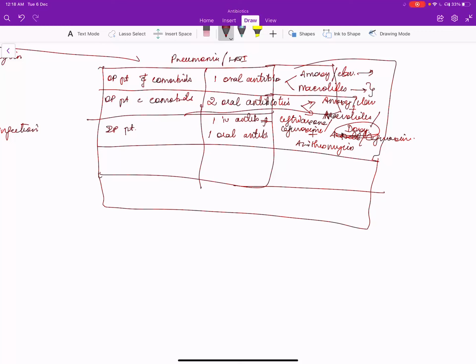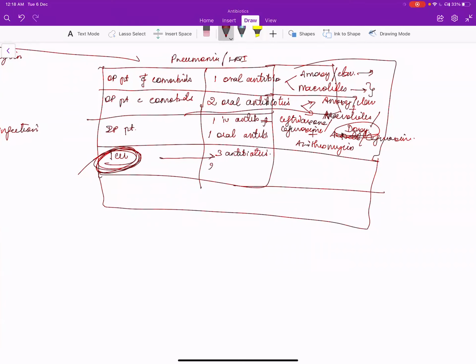Now here comes the main confusion. ICU patient. Patient is an IP also. We are giving one IV antibiotic, which is a cephalosporin or a penicillin group, plus one macrolide group. Same like OP, but one is IV, one is oral. The main confusion is when the patient is in ICU, what drug to give. Please remember that when the patient is in ICU, we have to give 3 antibiotics.